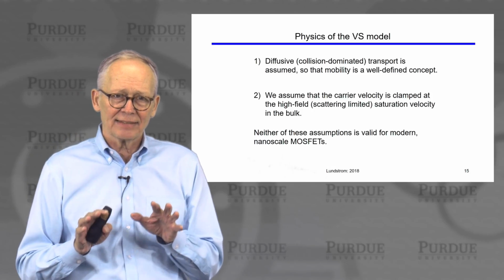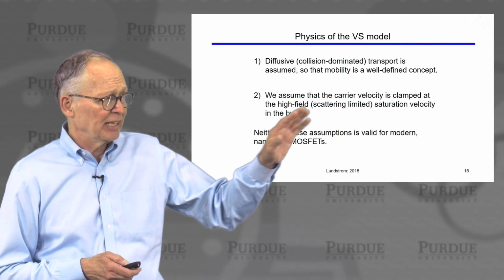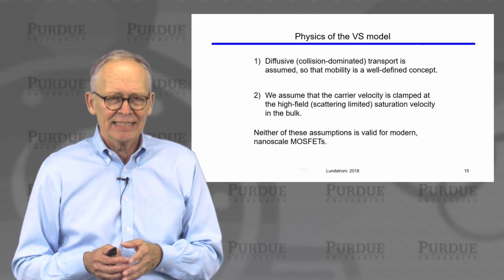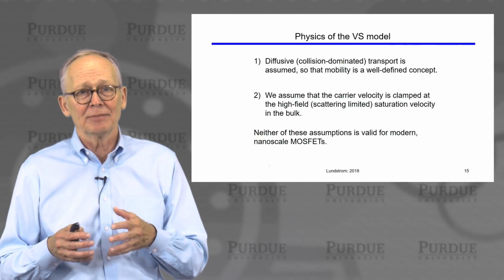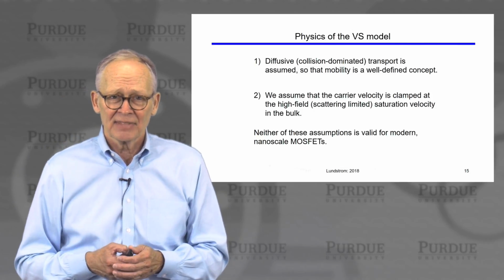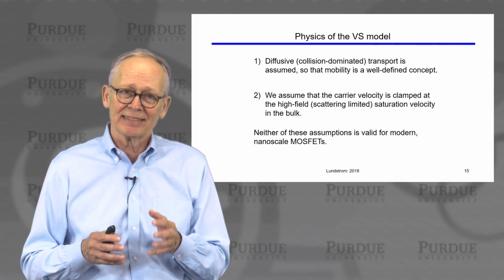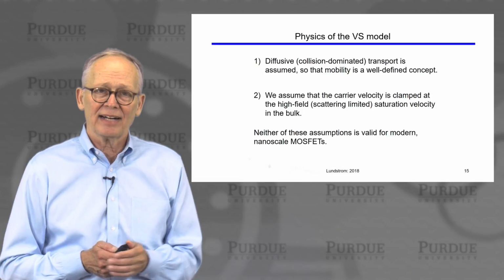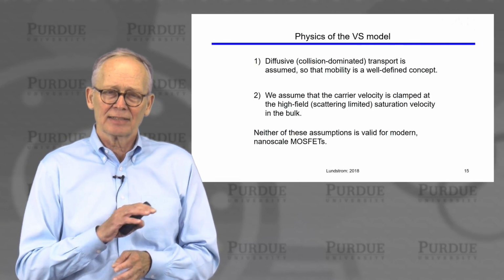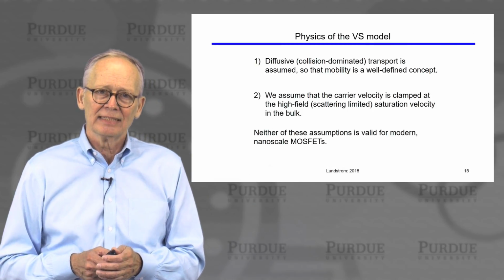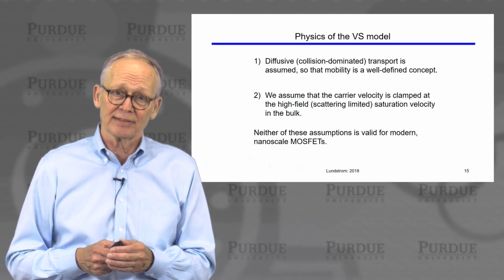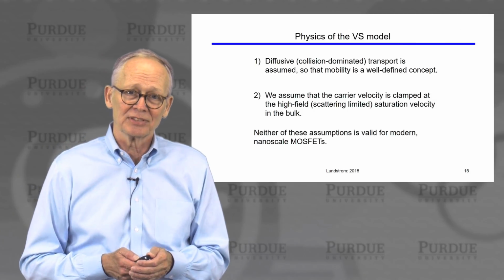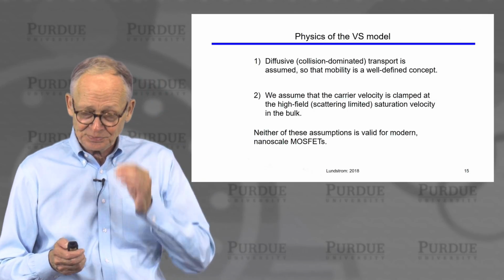So what is the physics of this model that we've introduced? Well, it's based on what we would call diffusive or collision-dominated transport. When there are lots of collisions, concepts like mobility make a lot of sense. It's a little less clear if they make sense in the ballistic regime when there is no scattering. We've assumed that when the field is high, there is so much scattering that the velocity is clamped at the high field saturation velocity, 1 × 10⁷ cm/s in silicon. Now, the difficulty is neither of these assumptions is valid in modern transistors.